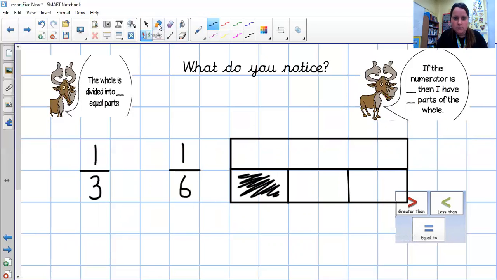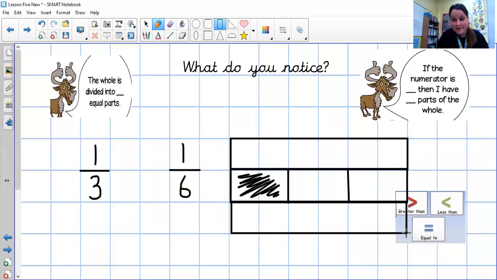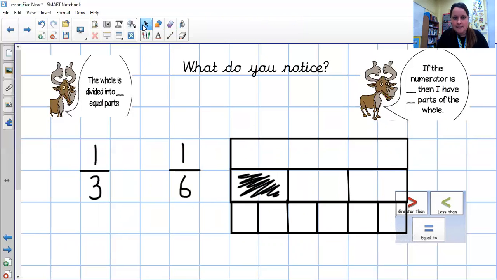Now I'm going to represent 1/6. This time I've still got the same whole, 6 squares, and I'm going to divide that whole into 6 equal parts. So 1 square for each part. 1, 2, 3, 4, 5, 6. And I'm still interested in one of those equal parts because my numerator is 1. So I'm going to shade in 1 out of 6 equal parts.